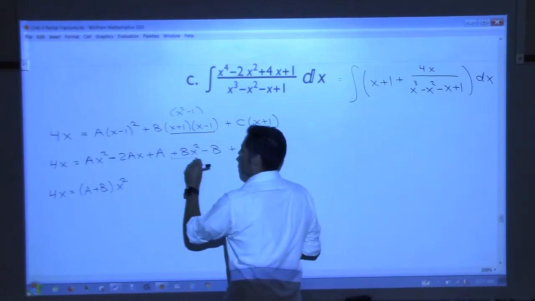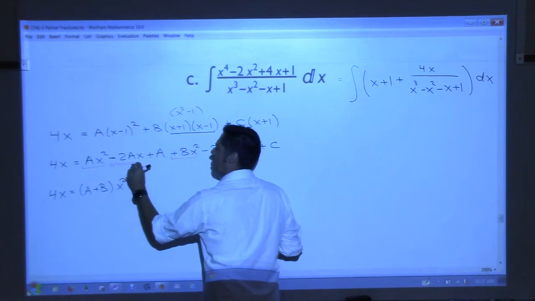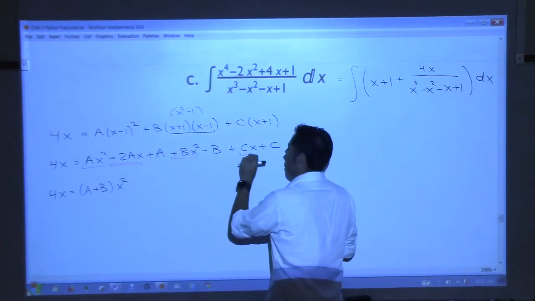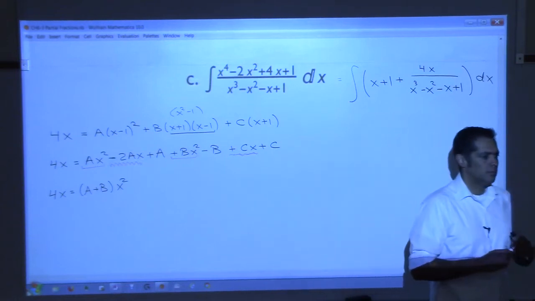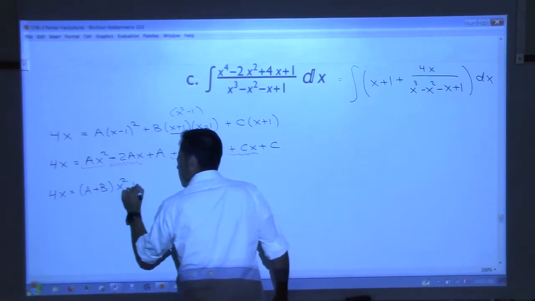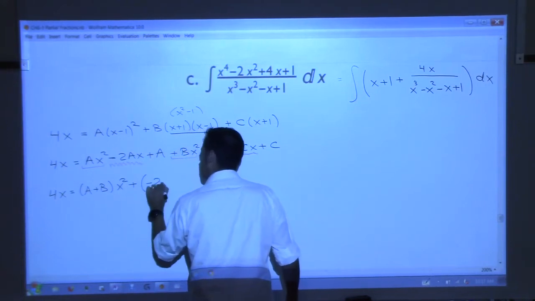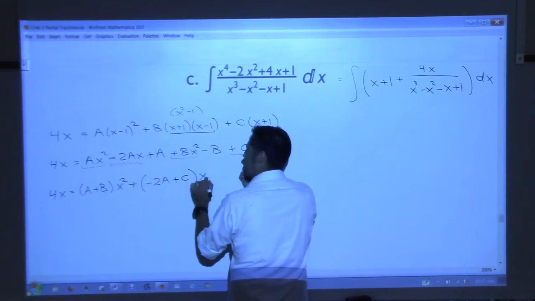That was these two right here. Now let's take a look at the x terms. I've got one there and one there, right? Notice how this one is negative 2a in front of the x? Watch the way I write this. Plus parentheses negative 2a, then plus cx, plus c, and then x. See how I did that?